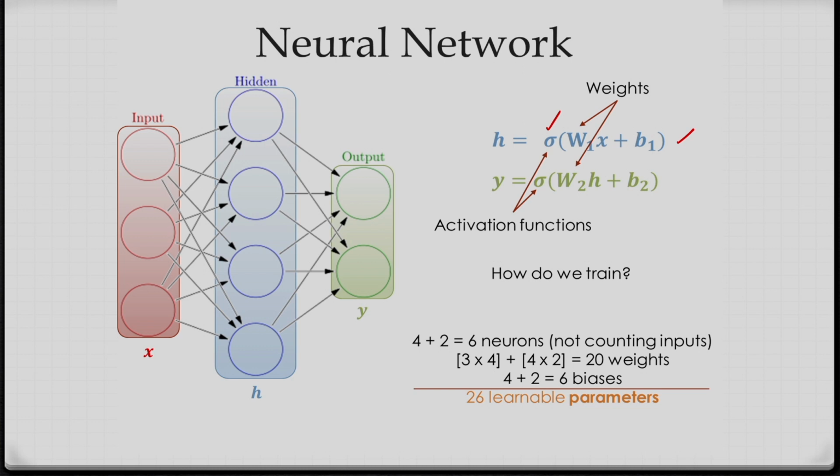If I do not consider input nodes, then how many neurons will be there? In the hidden layer we have 4 neurons, and in the output we have 2 neurons, so a total of 6 neurons. The interconnections mean the weights. So how many weights? 3 into 4 for the connections between the input and the hidden layer, and 4 into 2 for the connection between the hidden layer and the output layer. So in total we have to consider 20 weights.